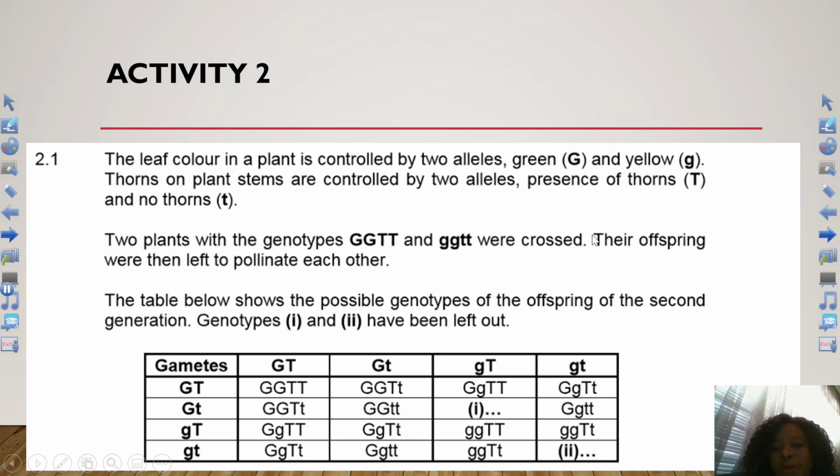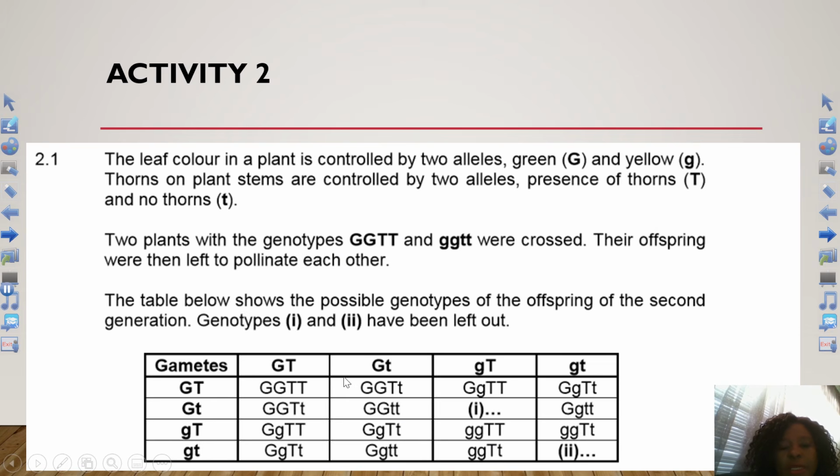And then it says their offspring were then left to pollinate each other, meaning that we started with two pure breeding individuals here. And then we took their offspring, meaning that the offspring from here will have heterozygous genotypes. That means that the offspring that are going to be crossed and show the results in this Punnett square would have been capital G, small g, and capital T, small t, which you can see in the representation of the gametes there.